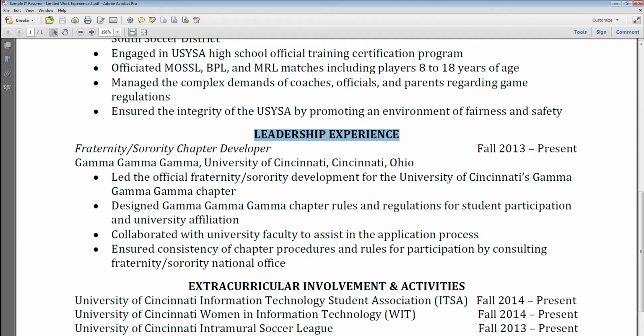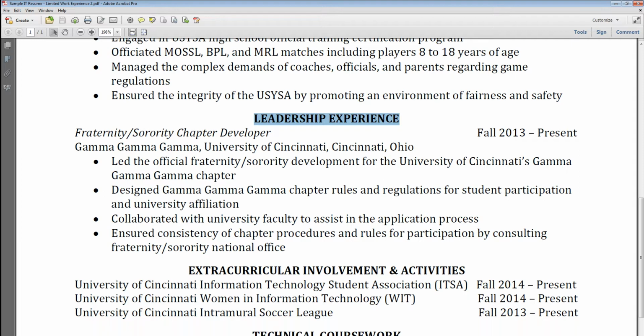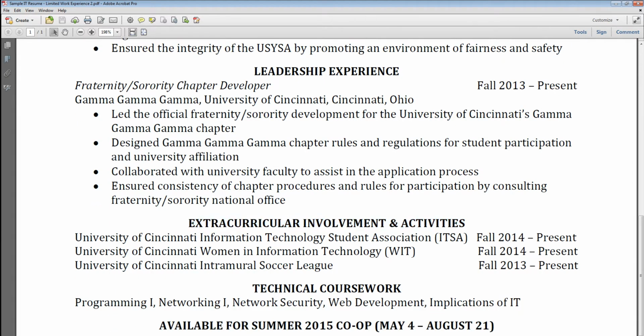So if you have significant leadership experience and you want to showcase that on your resume, that is a perfectly fine optional category to include. If you have extracurricular involvement in activities, perfectly fine optional thing to include, listed on there. If you've taken technical coursework, and most of you have, and you want to convey the courses that you've taken to a potential employer, you can list the technical coursework that you've had as well, and I think this is a good way to do it.